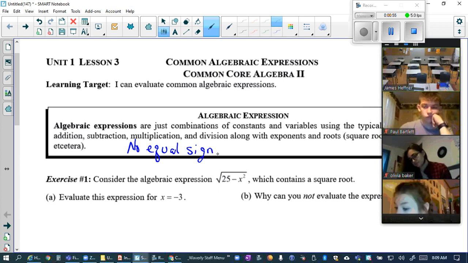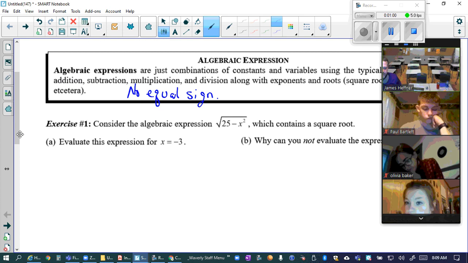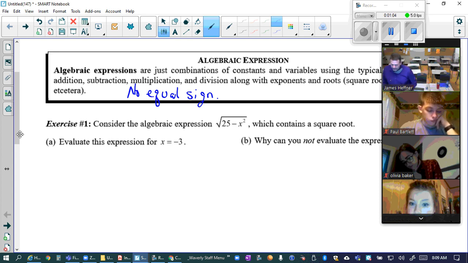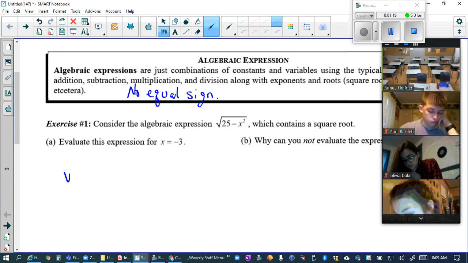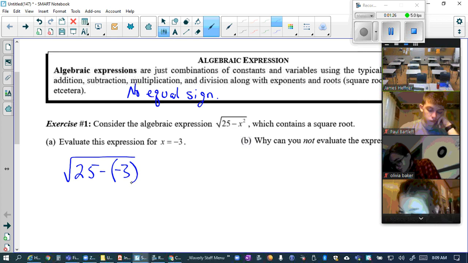So let's look at this first expression here in exercise number 1. We have the square root of 25 minus x squared. And they want us to evaluate that when x is -3. So we're going to plug -3 in, and you're going to want to use parentheses, right? Because whatever x is getting squared. So let's just plug that in. Square root of 25 minus, right, (-3) squared.